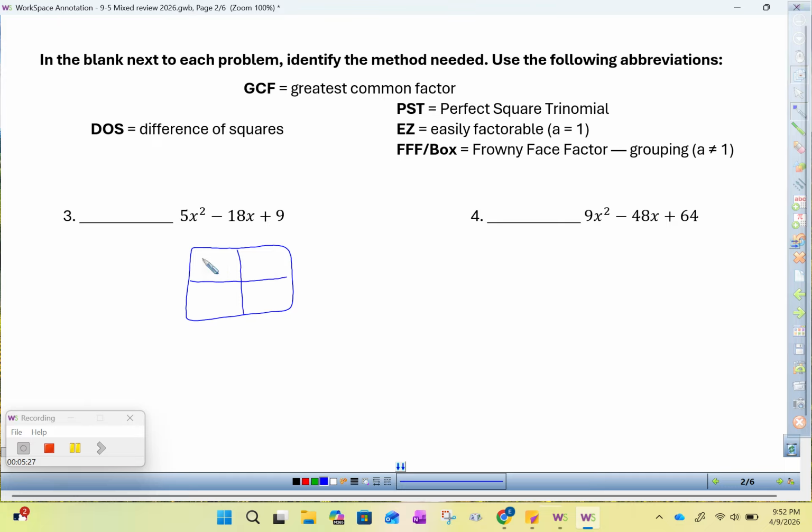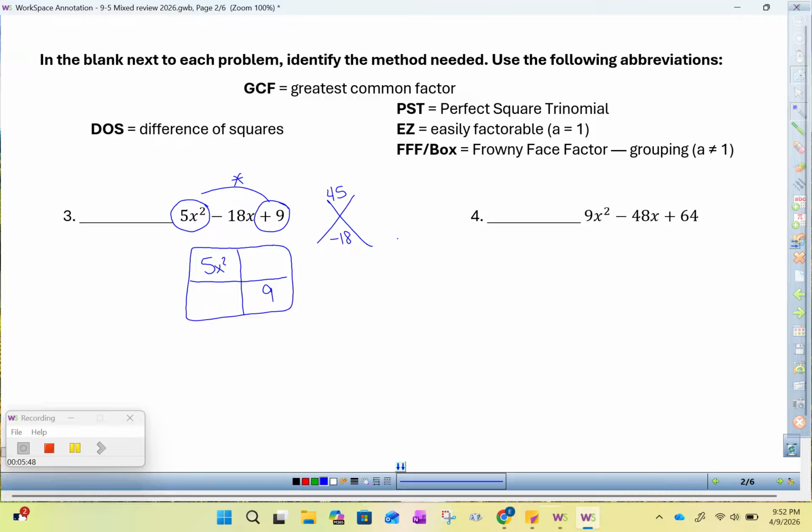Again, finding the factors is usually the tricky part. We're putting 5x squared and the 9. I like to circle these to help me with this part here. We're going to multiply them. There's our frowning face that's happening. 5 times 9 is 45. Okay, and then we're trying to get to negative 18.